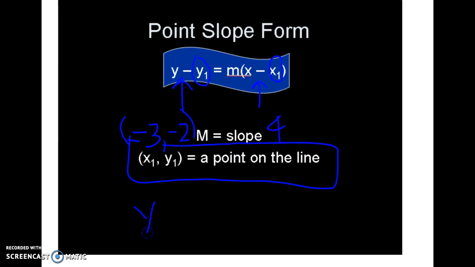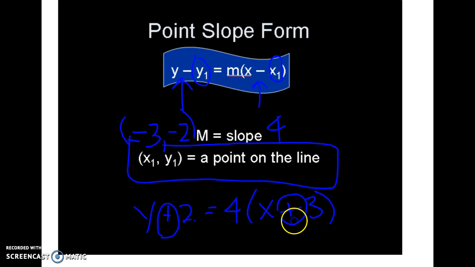Then when I'm writing my equation, I have y minus a negative 2, which is plus 2. And x minus a negative 3 is plus 3. So they only turn to pluses if your point has negative values. If the point values are positive, they stay as subtraction signs.